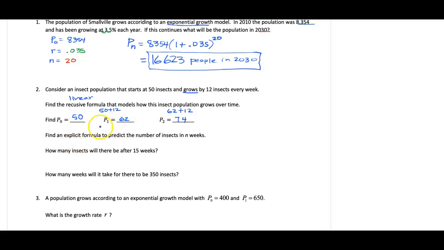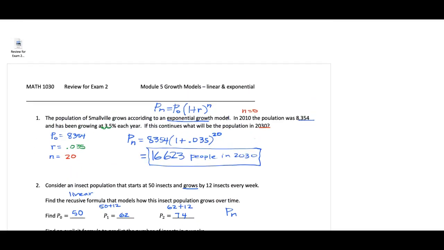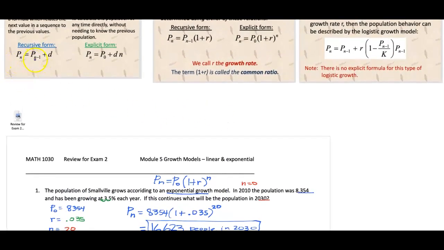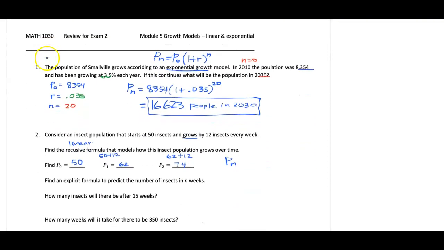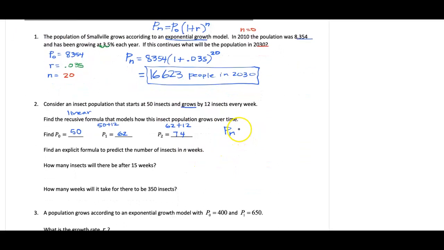It didn't ask me to write that recursive formula, but on the exam, it will have you do that. So let's look up here again at these recursive linear formulas. It's saying P sub n equals P sub n minus 1 plus D, and that's basically what I was doing here, I just didn't write it in formula form. So P sub n equals P sub n minus 1, and then the amount it's growing by each week is 12, so plus 12.